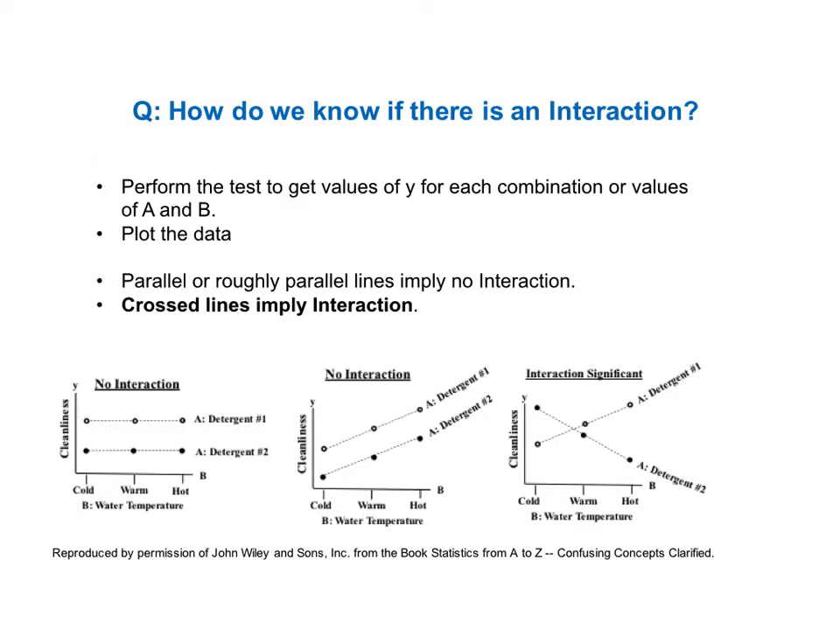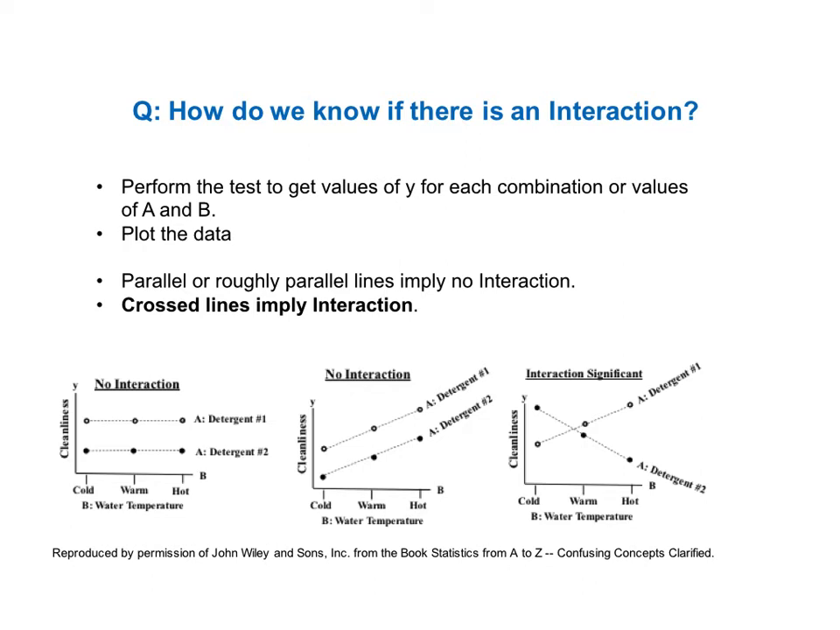But how do we know whether there is or is not an interaction? The answer is plot the data. If the lines don't intersect, there is not a statistically significant interaction. We need to perform experiments which measure the y variable for each combination of factors A and B. In this example, we have 3 values for factor B and 2 for factor A, so there are 3 times 2 equals 6 combinations of A and B. They produce 6 values for the y variable.